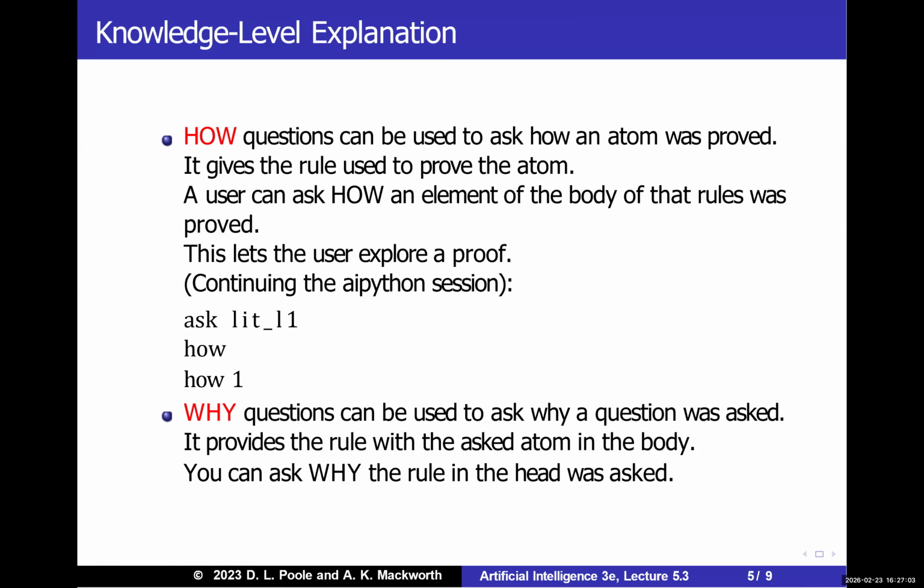One of the strengths of rule-based systems is that they can explain their reasoning. A user can ask, how was this alert derived? And the system can point to the specific rule and conditions that led to it. Users can also ask, why did you ask for this information? And the system can explain which higher-level rule required that condition. This kind of traceability is what makes rule-based AI inherently explainable.